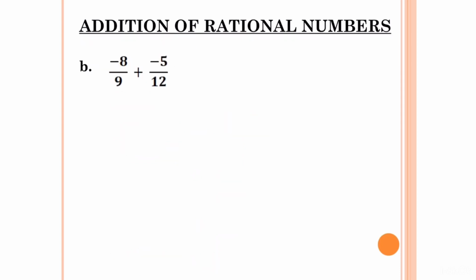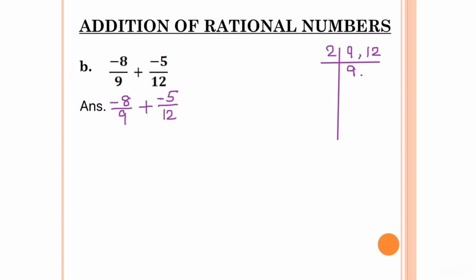Second question, minus 8 by 9 plus minus 5 by 12. In this question, the denominators are not the same. To convert the denominators same, we need to find the LCM of the denominators. So let's find the LCM of 9 and 12. 9 is not divisible by 2, but 12 is divisible by 2, so let's divide it by 2. 9 we write as it is, and 2 times 6 gives 12.